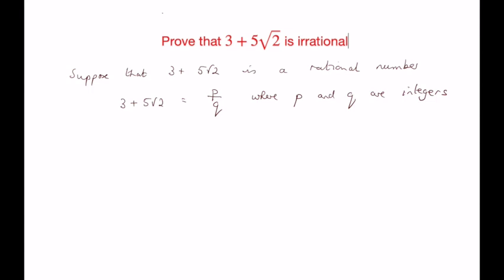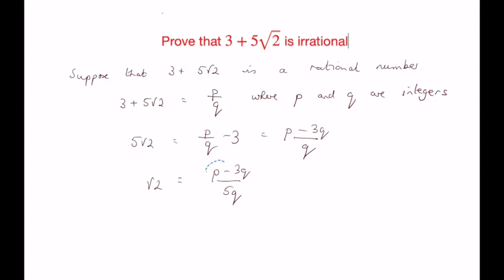Let's now prove that 3 plus 5 root 2 is irrational. We do it in exactly the same way. We suppose that 3 plus 5 root 2 is actually rational. We assume the complete opposite. In other words, 3 plus 5 root 2 is equal to p over q, where p and q are integers. That means that 5 root 2 would be p over q minus 3, which can be tidied up to p minus 3q over q. And root 2 would be p minus 3q over 5q.